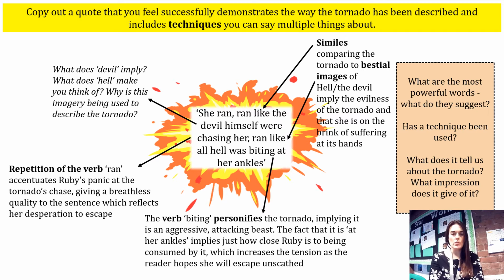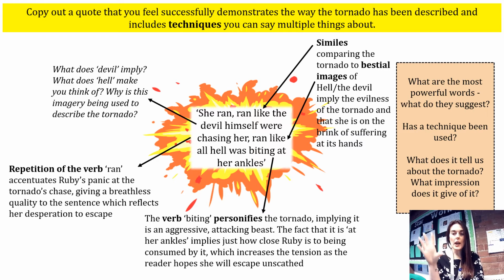What I might have done if I was annotating, I might have picked something like this and picked the quote that I highlighted a minute ago. And I might write around it what techniques have been used and what that does. So for example, this simile here of comparing the tornado to this bestial image, like it's a dog, like it's biting at her ankles, and these images of hell and the devil, this really shows that the tornado is evil. So I could talk about that. I'm very interested in my -ing words. My classes will know that. They're always verbs, okay? So you can always think about what does that verb do?